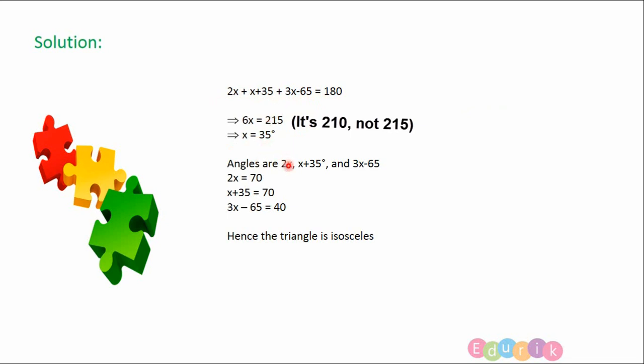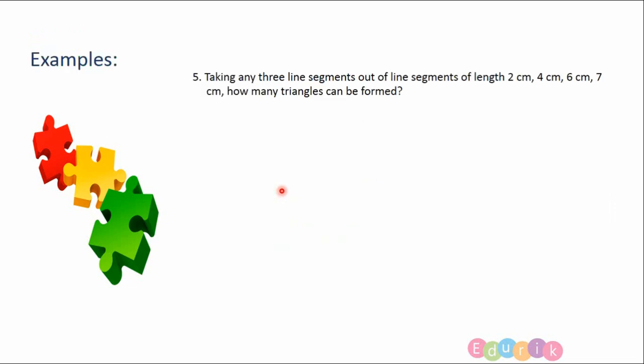Now if we put x equals 35 in the angles, the first angle is 2x, which means 70 degrees. The second angle is x plus 35, which also means 70 degrees. And the third angle is 3x minus 65, that means 40 degrees. So we have got the angles as 70, 70, 40. Two angles of this triangle are the same. And what do we call such a triangle? Isosceles.